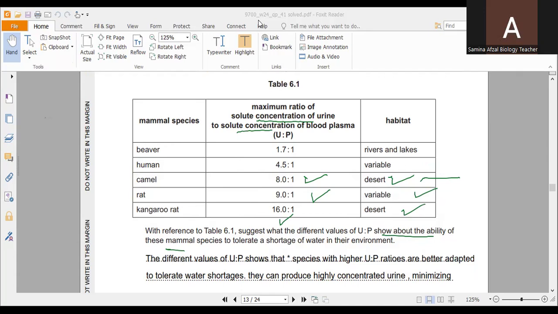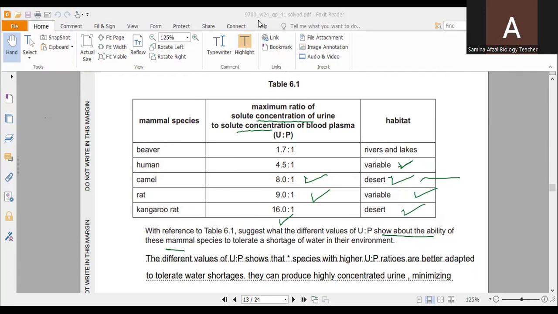Then we come to the human beings. Human beings have a moderate UP ratio because we live in different types of habitats. So it reflects our ability to adjust urine concentration based on water availability. Already discussed in today's video, if water potential is high, most water will be excreted out in the form of urine. So in this way, human beings have a variable habitat, so they have a moderate UP ratio.